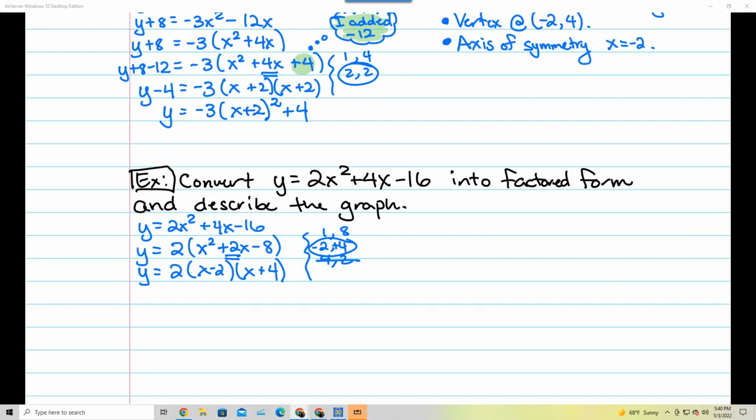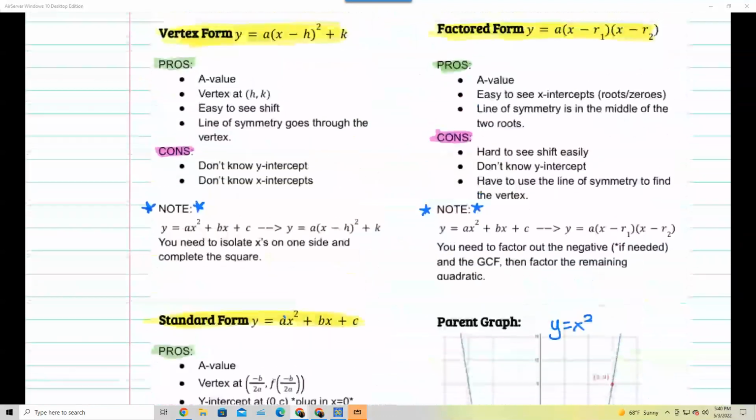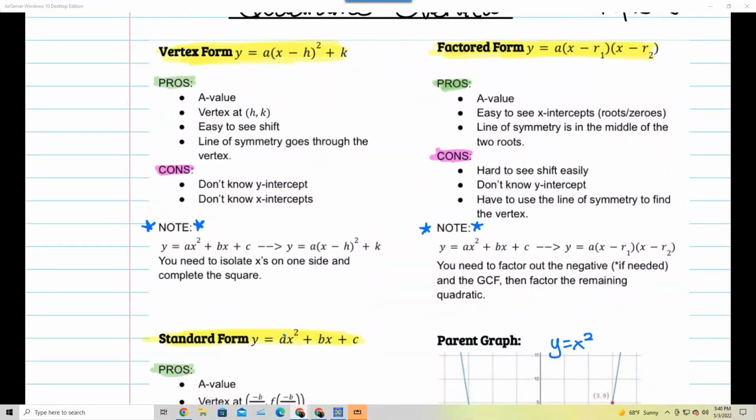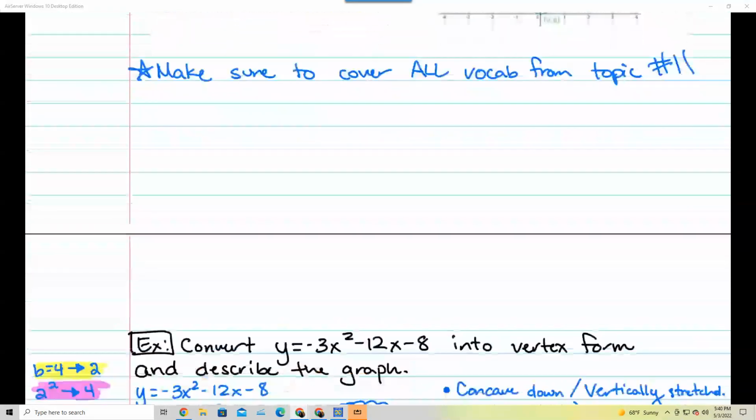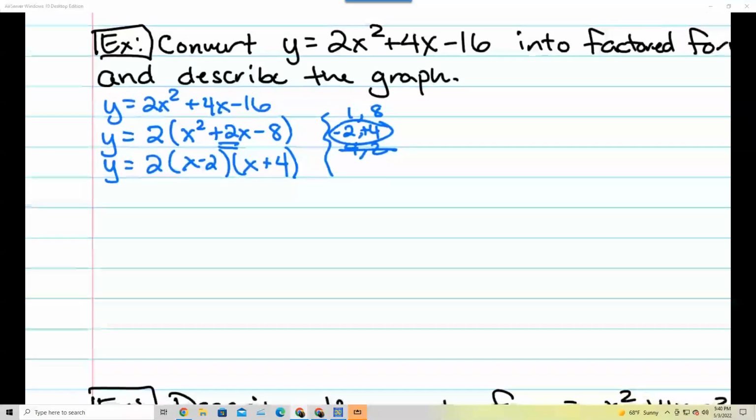This is in factored form. Look how similar this looks to this right here. All right, it is in factored form. All right, so let's talk about why we will put something in factored form. Let's talk about my graph.